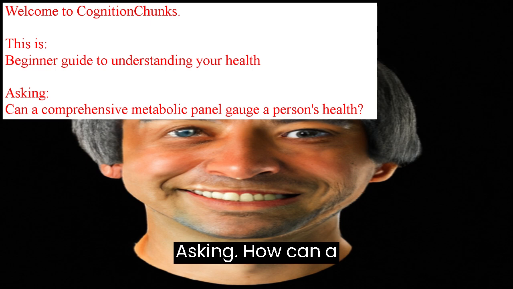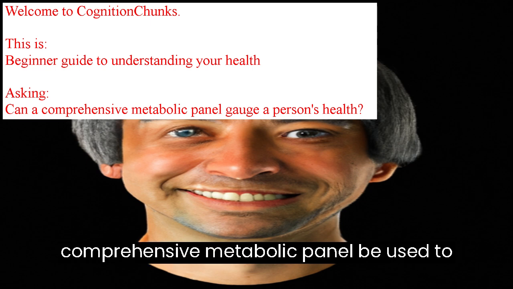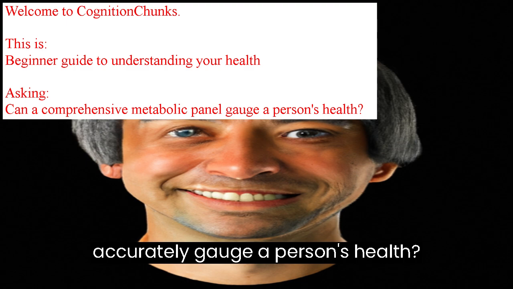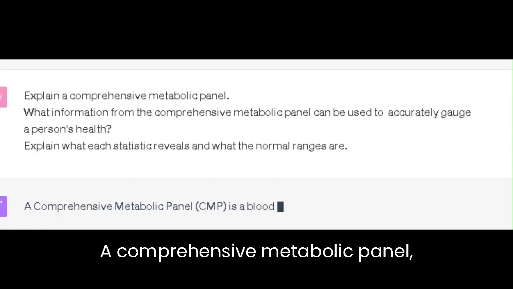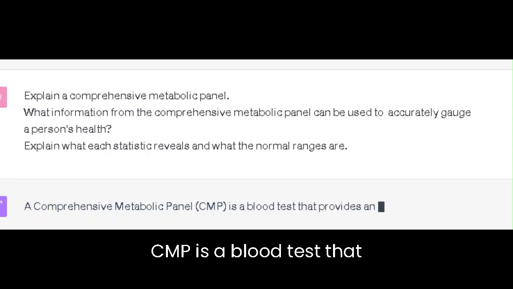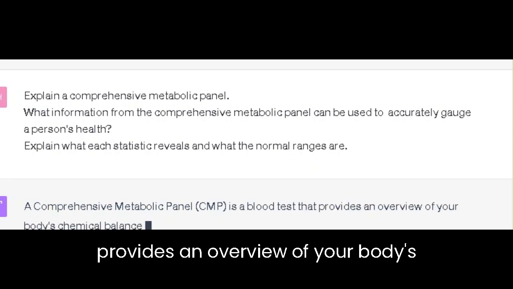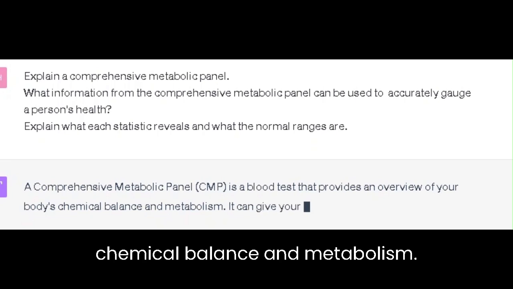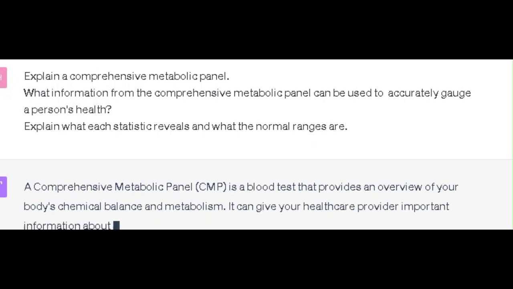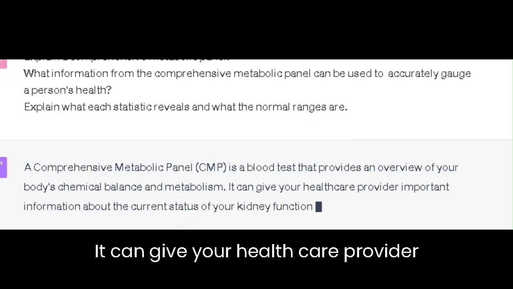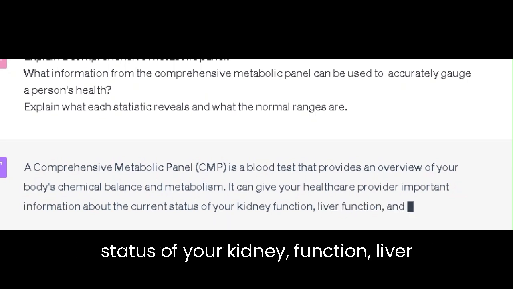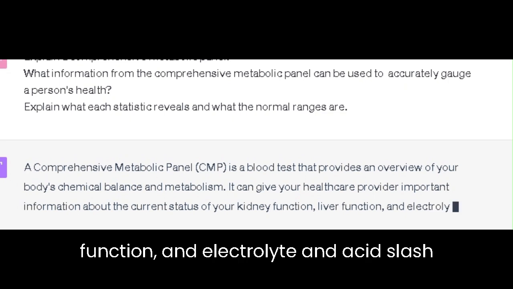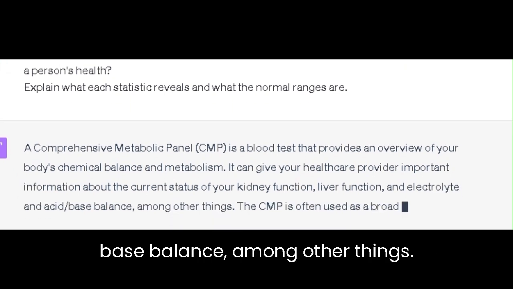Asking: how can a comprehensive metabolic panel be used to accurately gauge a person's health? A comprehensive metabolic panel, CMP, is a blood test that provides an overview of your body's chemical balance and metabolism. It can give your healthcare provider important information about the current status of your kidney function, liver function, and electrolyte and acid/base balance, among other things.